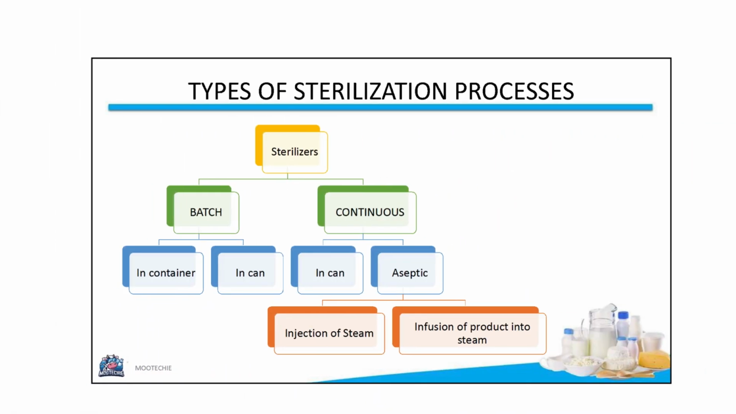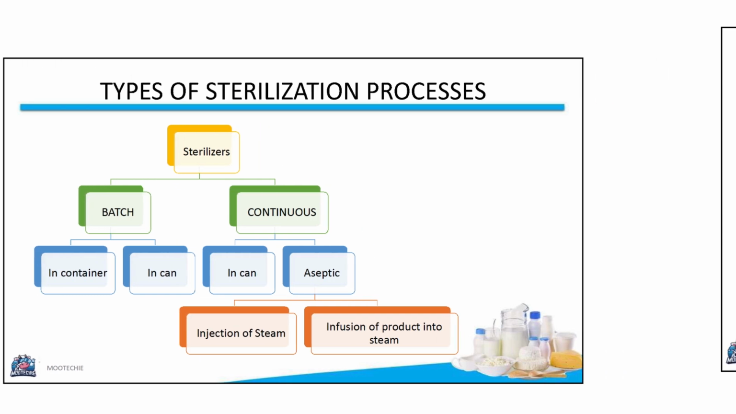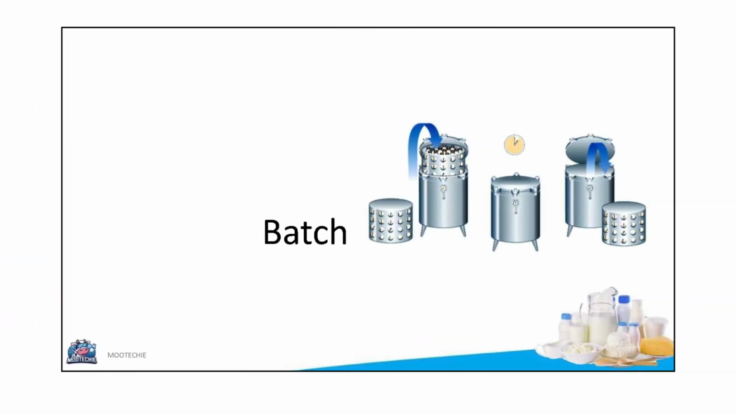Sterilizers are broadly divided into two types: batch systems and continuous systems. Batch processes typically involve sterilizing the product inside its container, such as in a can or a case. Continuous processes often involve heating the product before packaging, using methods like the injection of steam directly into the product or the infusion of the product into a chamber of steam. Let's first focus on batch sterilizers.